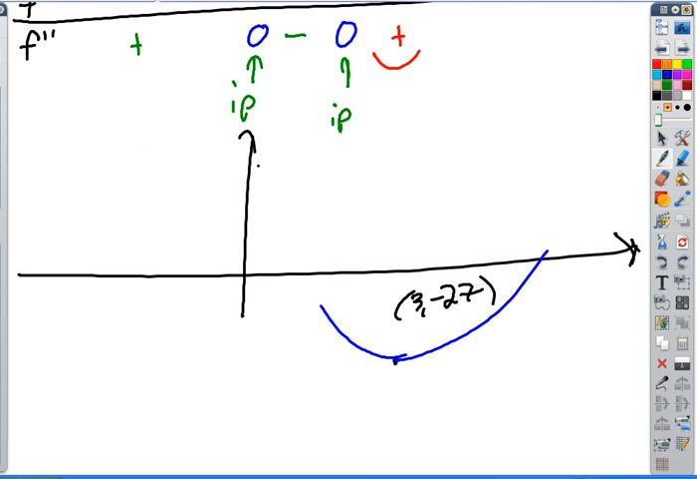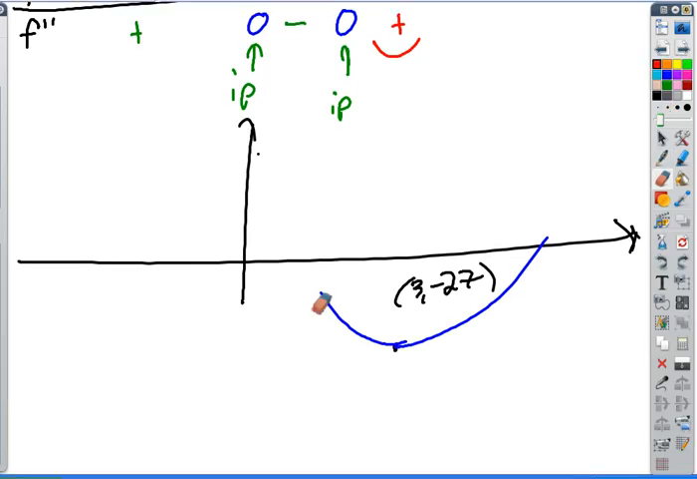So if I had to draw that, doesn't it have to kind of look something like this? I'm going to be concave up, concave down, concave up, something like that. Does that make sense?